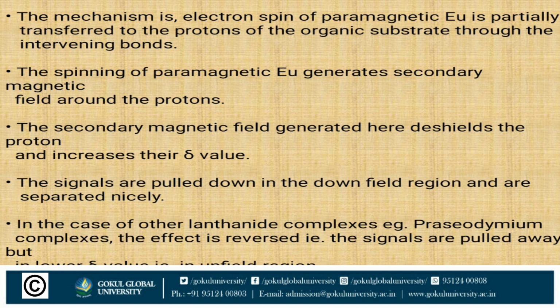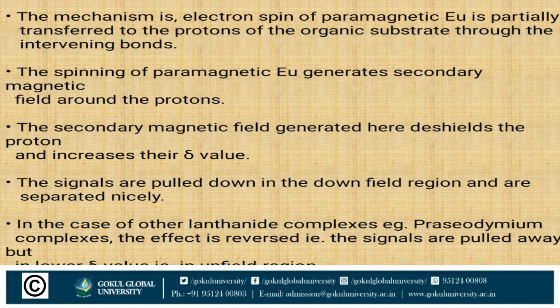The mechanism is that the electron spin of paramagnetic europium is partially transferred to the protons of the organic substrate through the intervening bonds. The main point is that the europium spin is partially transferred to the protons of the organic substrate. Then the shift reagent transfers to the organic substrate, and the organic substrate gives a higher intensity. So how is this possible?